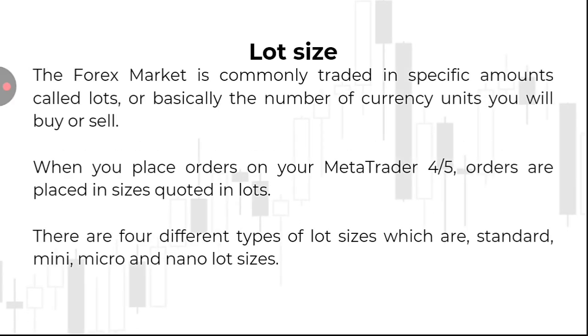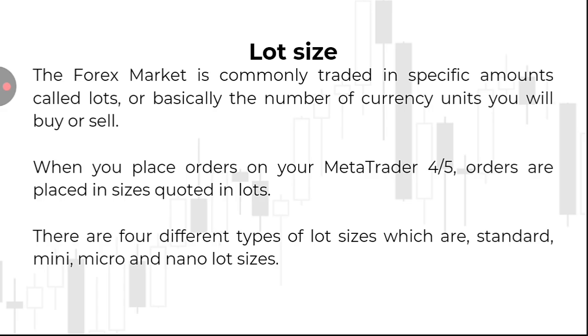So, lot size. The forex market is commonly traded in specific amounts called lots, or basically the number of currency units you will buy or sell. When you place orders on your MetaTrader 4 or 5, orders are placed in sizes quoted in lots. And there are 4 types of lot sizes, which are standard lots, mini lots, micro lots, and nano lots. Not all brokers have these nano lot sizes. Most brokers don't make use of it.